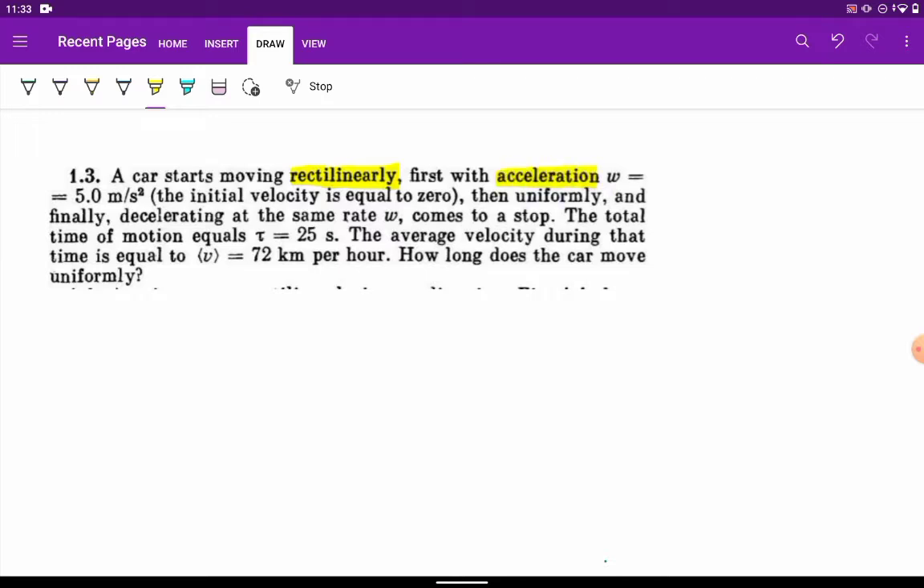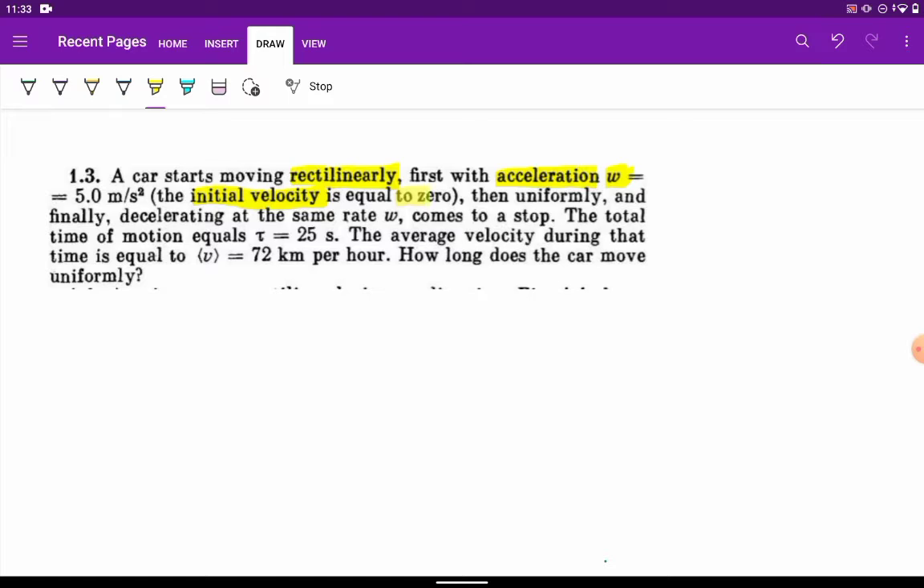So acceleration is basically the rate of change of the magnitude of velocity. So here we are dealing with magnitude. So I'm just telling magnitude, but actually it should also include direction. So it's basically the rate of change of velocity with respect to time, so it's dv by dt. It's represented by the letter w. Okay, 5 meter per second square.